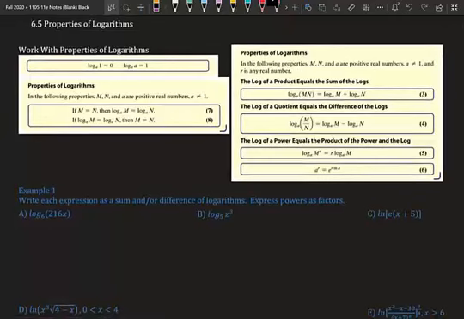6.5 Properties of Logarithms. So we're going to work with properties. I'm going to tell you the ones that we'll work with majorly in this class. We're going to be working with 3, we're going to be working with 4, 5. 7 and 8 are the same exact things. They're just written backwards. So let's just say 7.